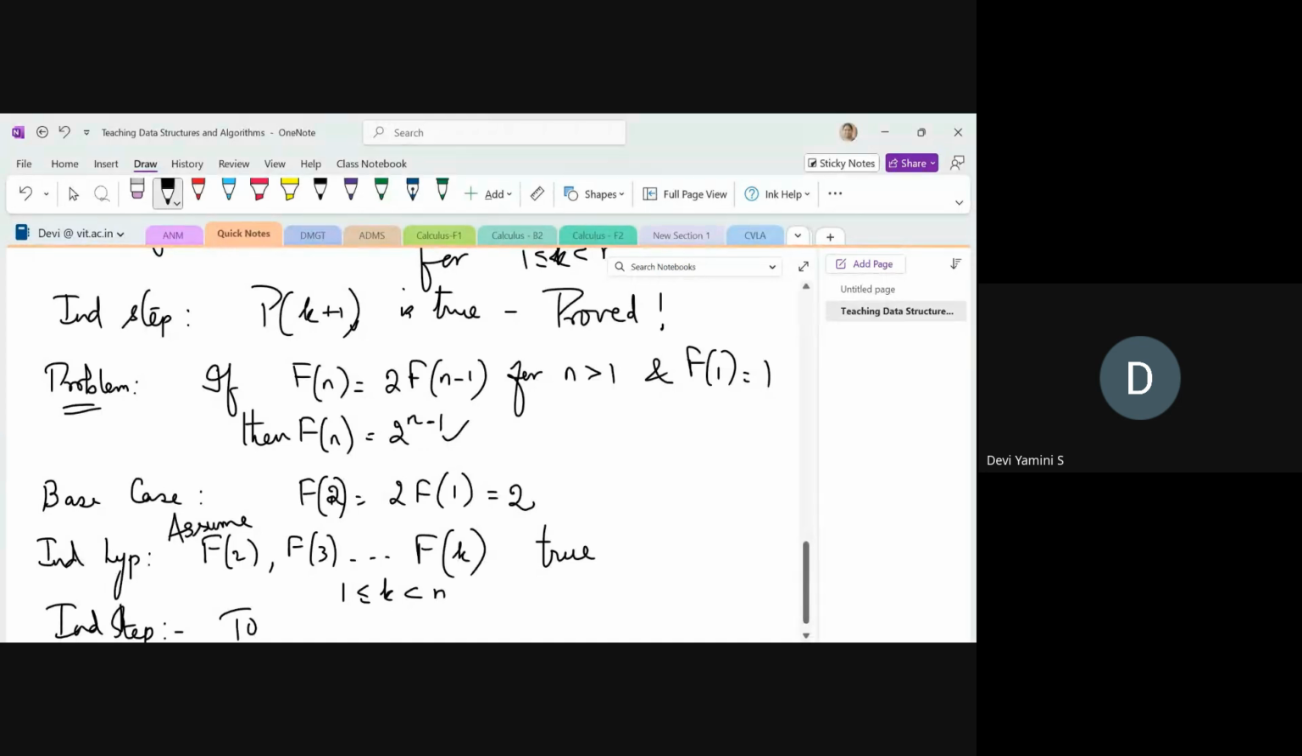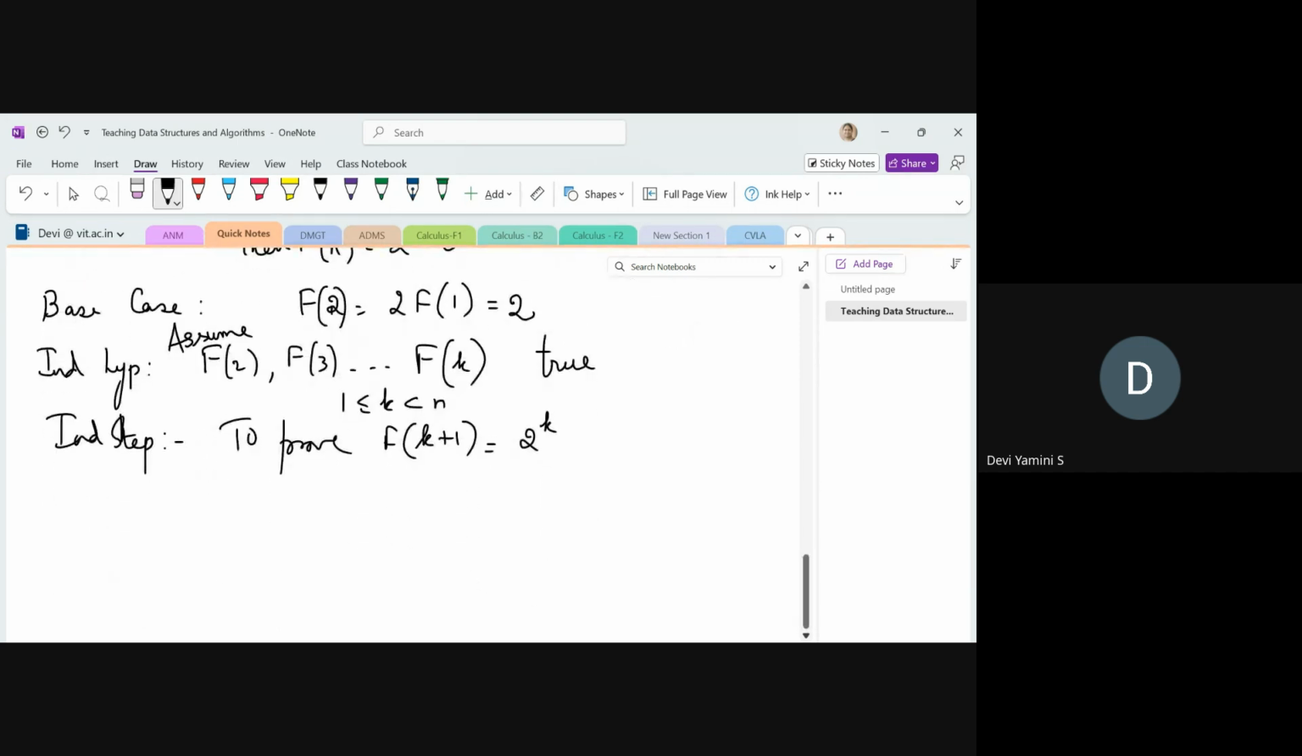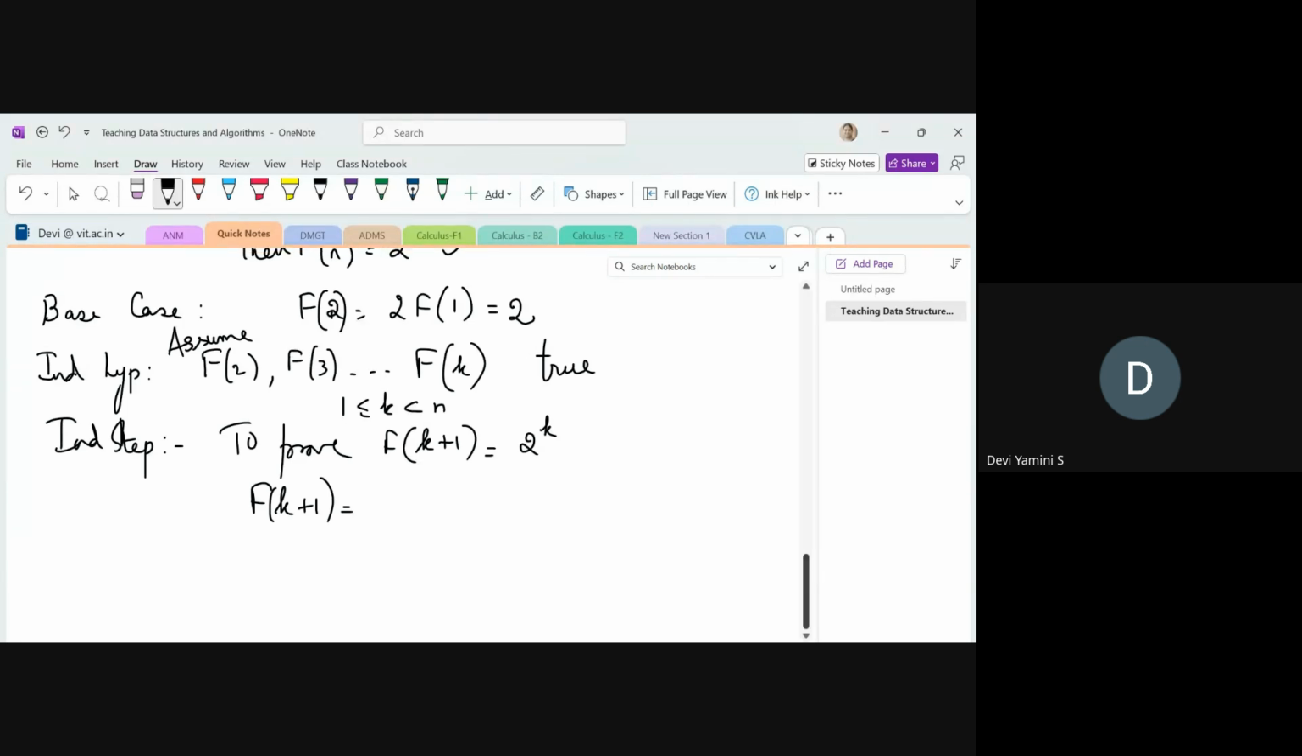Now we assume the induction hypothesis as f of 2, f of 3, etc., f of k to be true for k lying between 1 to n. Now to prove f of k plus 1. What do we have to prove f of k plus 1 as? 2 power k. So this is what we are supposed to prove. Now what we do is we consider f of k plus 1 using the recurrence relation which we had earlier.